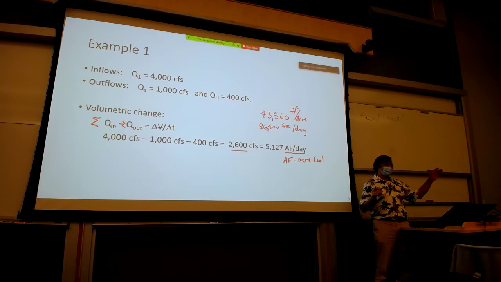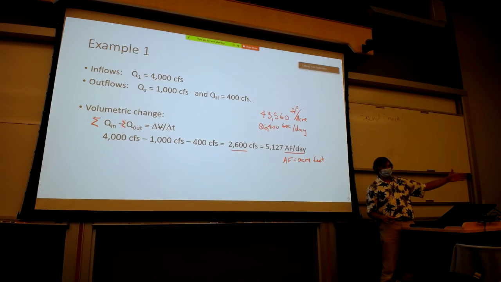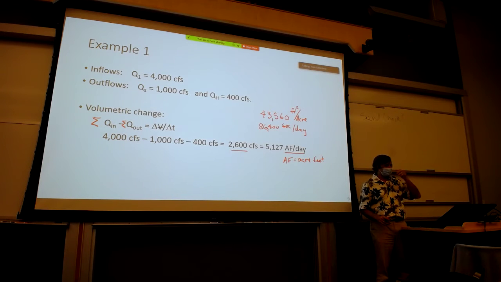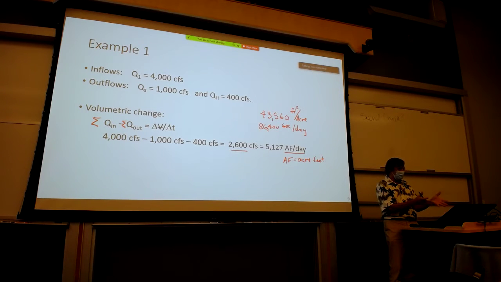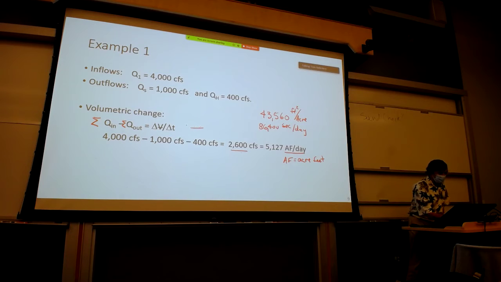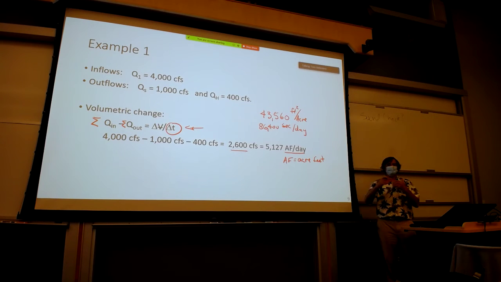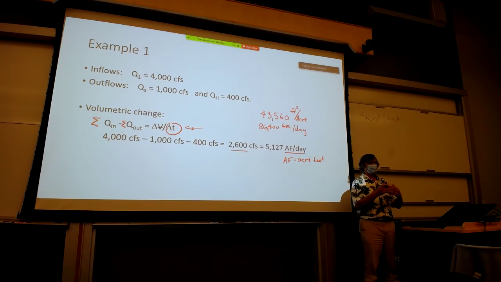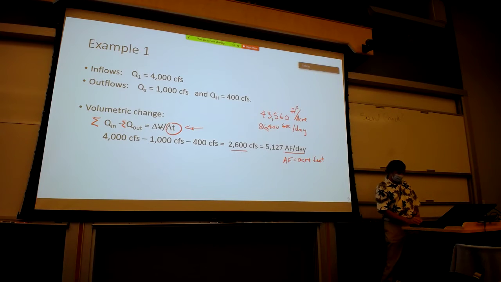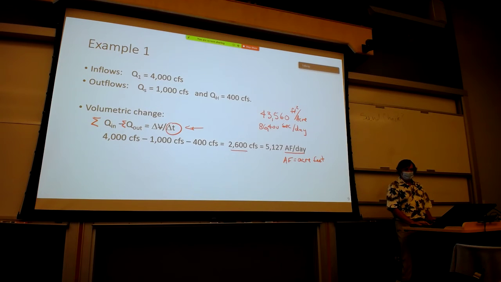If inflows are changing, and that's what typically happens, the inflow is not always constant. It's a hydrograph, and you have a rising limb and a falling limb. And so you would apply this continuity equation for time steps or time intervals. For example, every 10 minutes, every 1 hour, every 24 hours. That's how we actually do reservoir operations. Any questions?